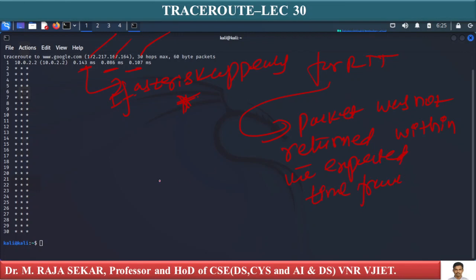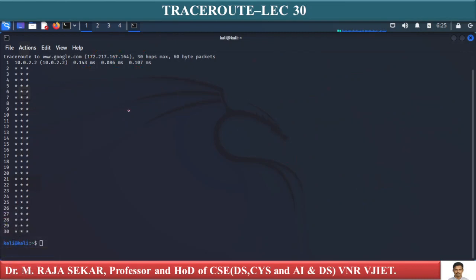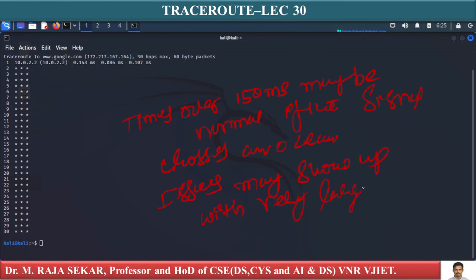In a similar manner, here it says 0.143 milliseconds, 0.086 milliseconds, 0.107 milliseconds. Times over 150 milliseconds may be normal if the signal crosses an ocean, isn't it? But issues may show up with very large numbers. This is about our RTT column, isn't it?